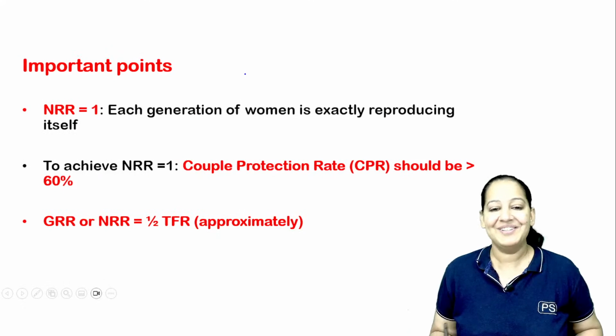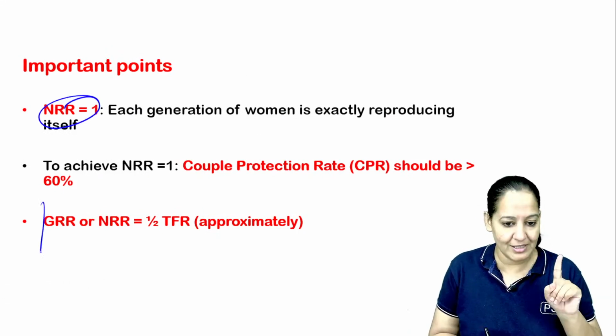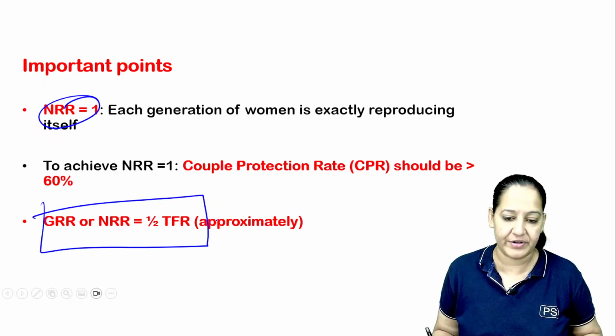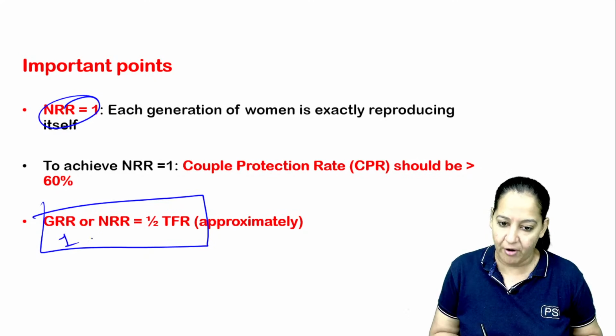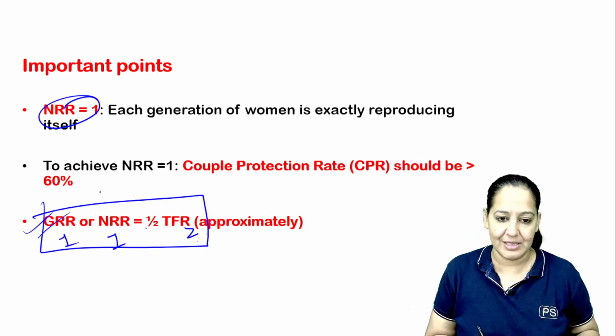Got it? So ideally, we want NRR to be 1, but currently NRR is not 1. And you learn this formula also: GRR or NRR is half of TFR. You got it or you didn't get it? GRR or NRR, we want them to be 1, and TFR we want 2. So half of 2 is 1. So please learn this formula.